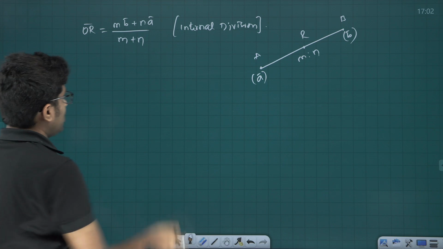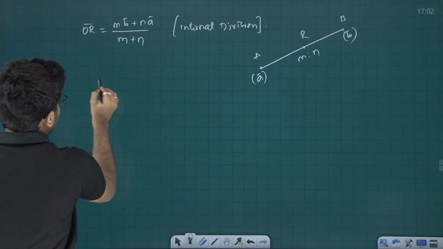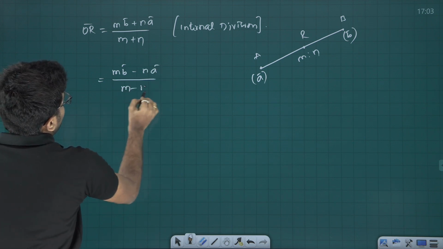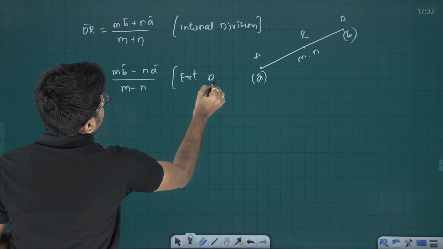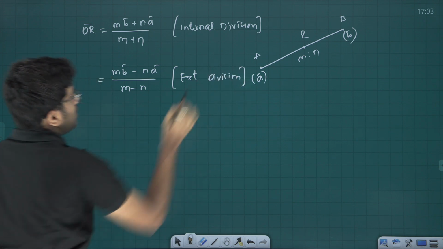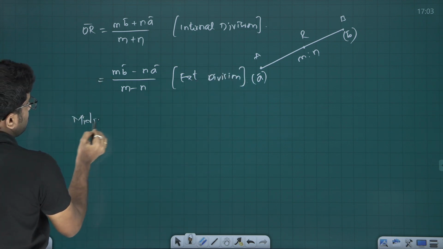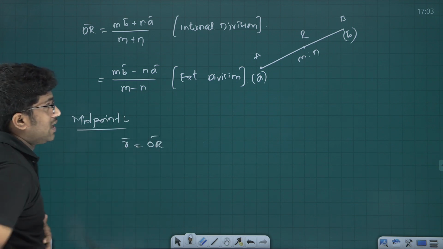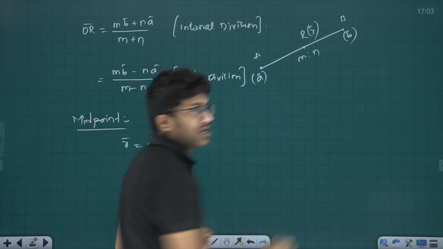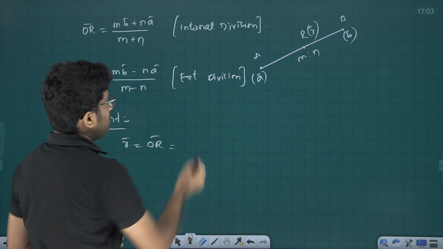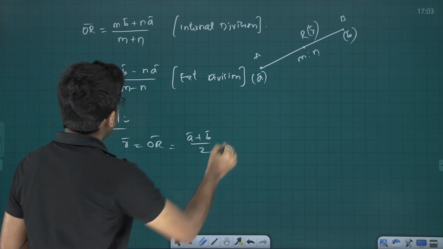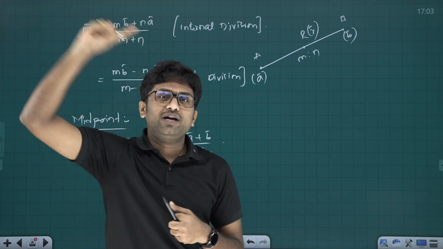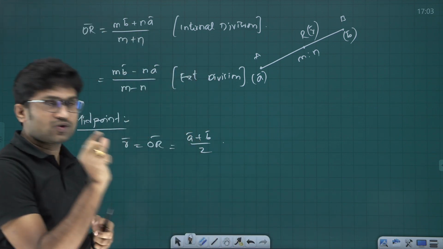Next, if this is external division, in the second case we put M into B bar minus N into A bar divided by M minus N. Next, midpoint. Midpoint R bar, or we say OR bar, where I am taking R bar as the position vector of point R. R bar is equal to, if it is the midpoint, then we write A bar plus B bar by 2. So the midpoint formula, section formula, internal division, external division, all we can relate to 2D and get it. Just only bar will be extra.